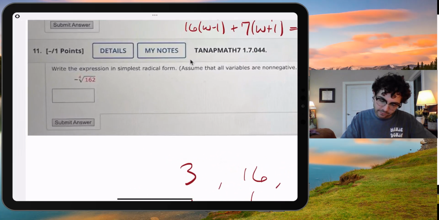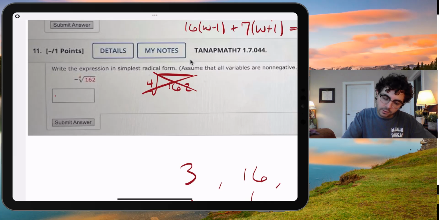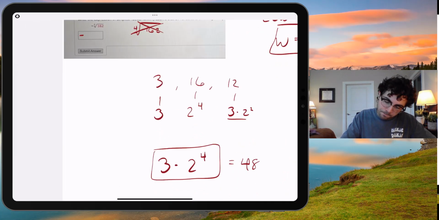Here is number 11. Write the equation in simplest radical form. There's a negative on the outside and a fourth root, and that is okay. If you had any even root of a negative number, in other words, if it was the fourth root of negative 162, that would not exist. But this is totally fine. It just is saying the answer will be negative. So we're finding the fourth root of 162, basically.